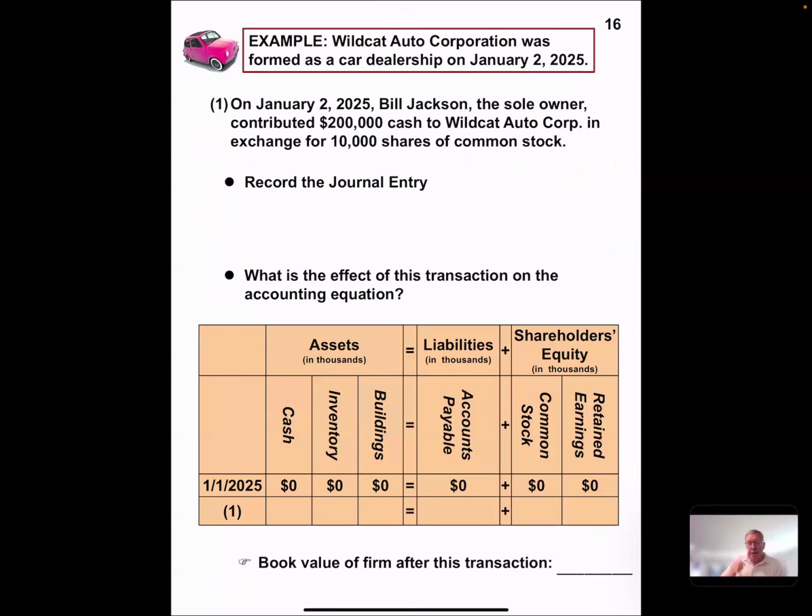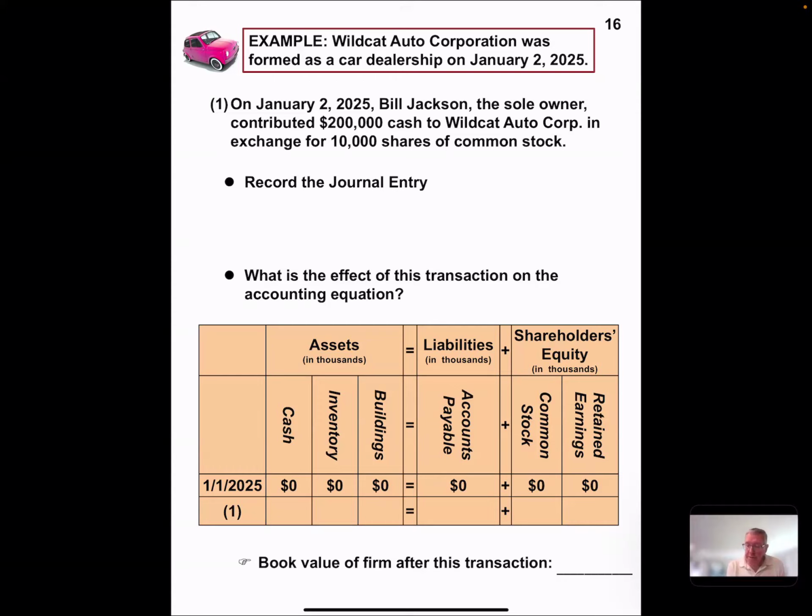All right. So now we'll dive into this example that we're going to use for the next several slides, Wildcat Auto. So what Wildcat Auto does is they buy cars and then they resell them. So they're a car dealership. And we'll assume they began business on January 2nd of this year. So Bill Jackson is the owner of this business. And the way many businesses start is with the owner contributing $200,000 of his or her cash into the business. In exchange for that, he becomes the owner of the business, and that ownership is represented with shares of stock, shares of common stock. Right?